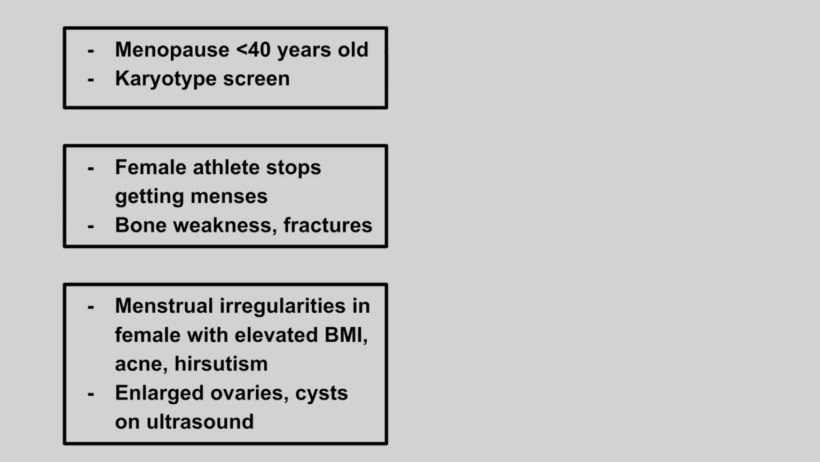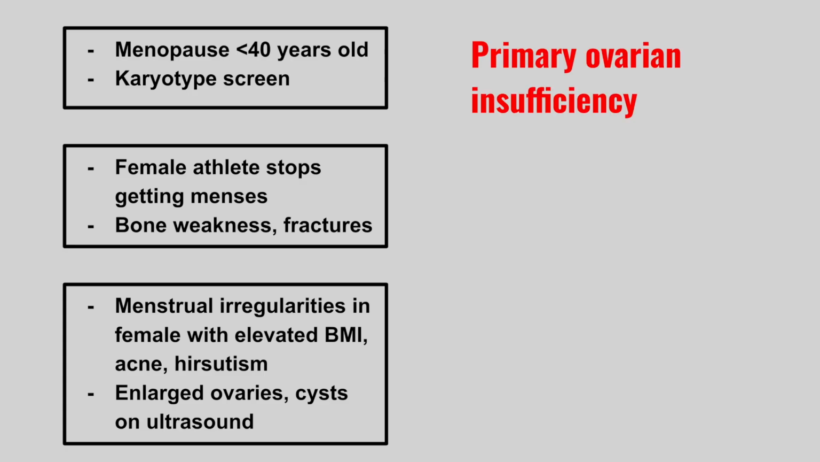Next, we have menopause in a patient less than 40 years old, and we usually work it up with a karyotype screen. This is primary ovarian insufficiency, also called premature ovarian failure. And remember, signs of menopause, we see that the menses stop for at least a year, the estrogen levels are low, and the LH and FSH are elevated. Next, we have a female athlete who stops getting her menses. This is associated with bone weakness and fractures.